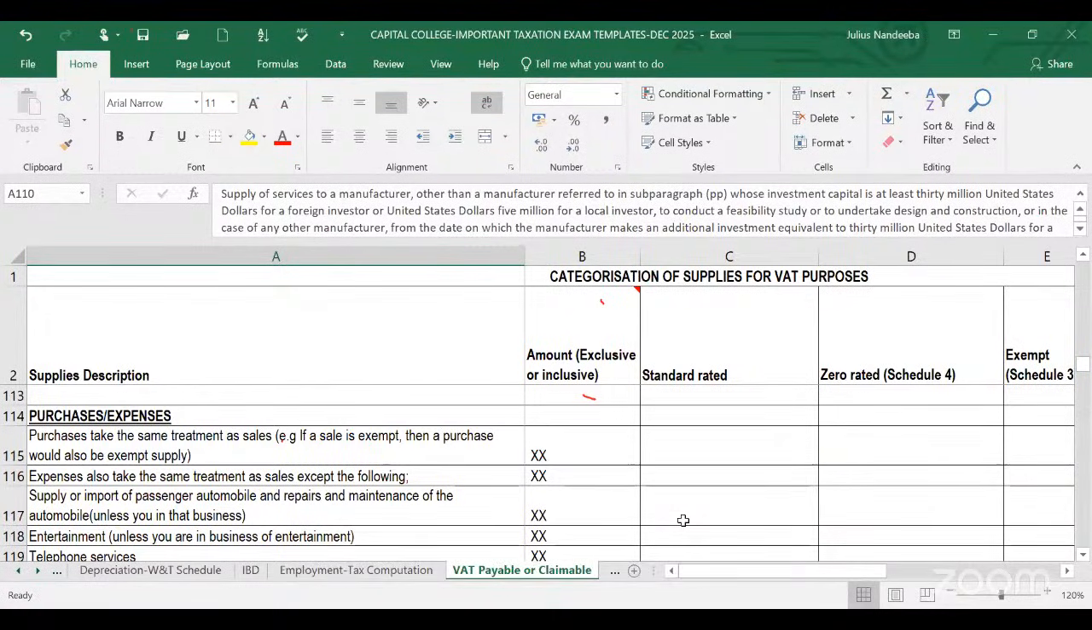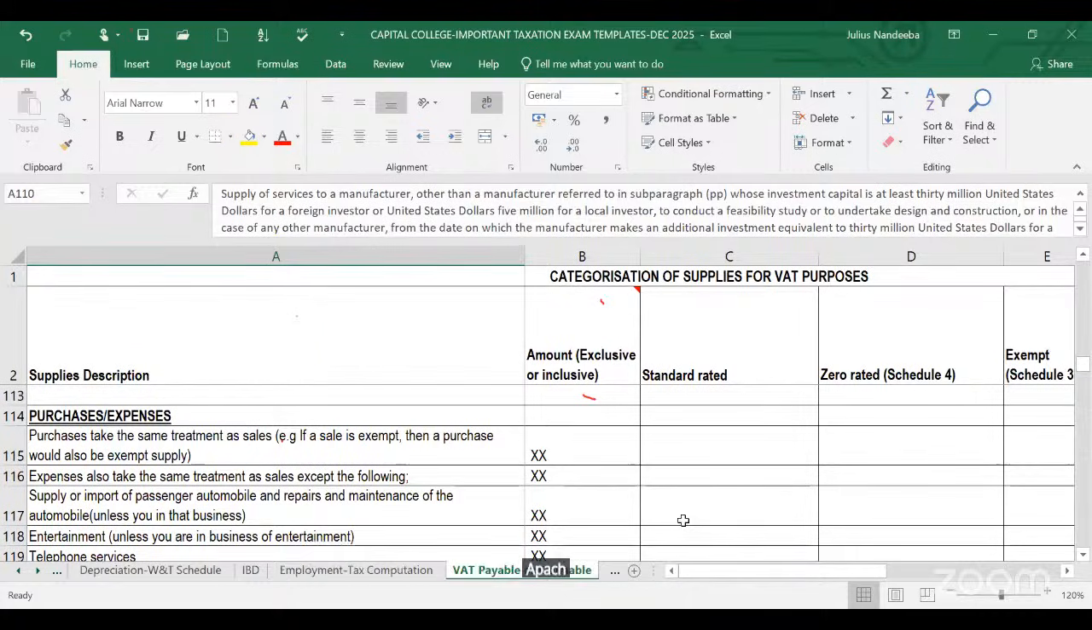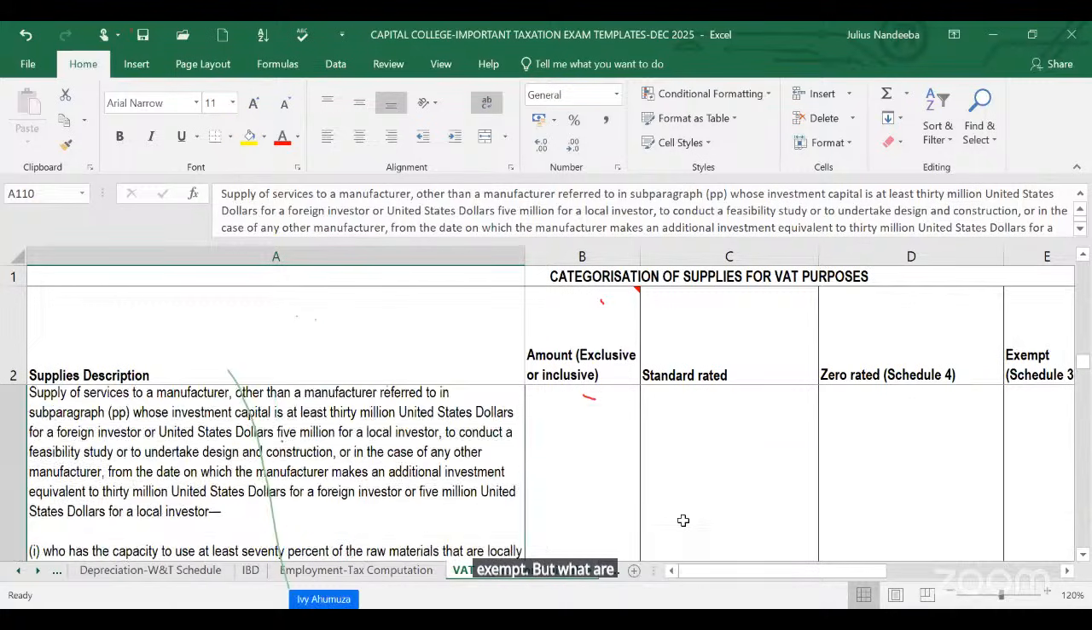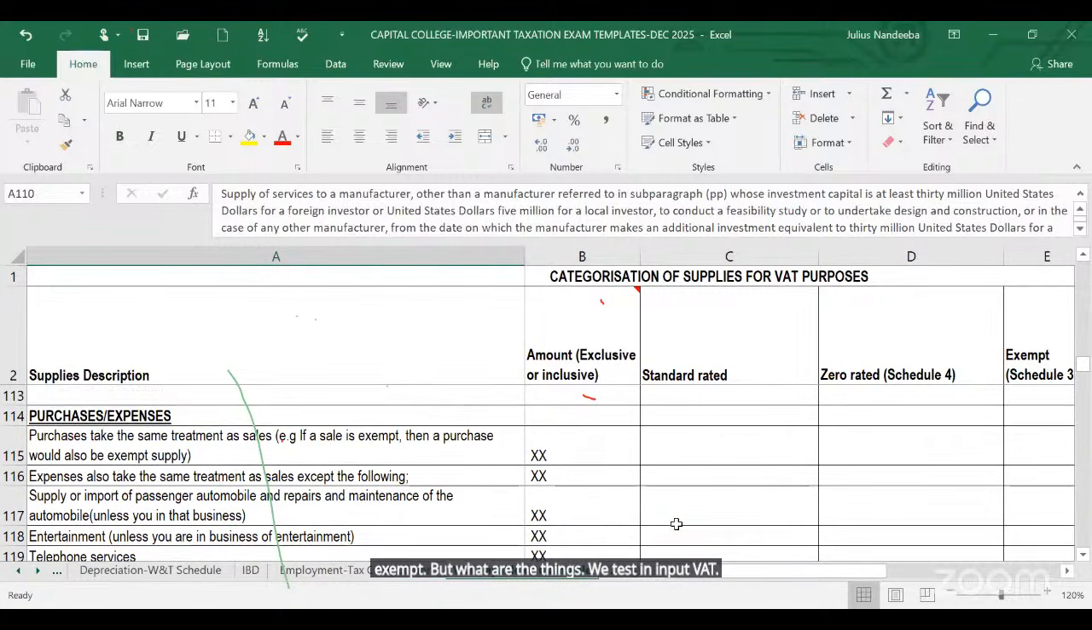At the back of your mind, the way you categorize sales is the way you categorize purchases. Whatever was standard rated, if it is a sale, it is also standard rated as a purchase. Whatever you actually categorize as exempt, it still remains exempt. But what are the things we test in input VAT? Listen to these things.